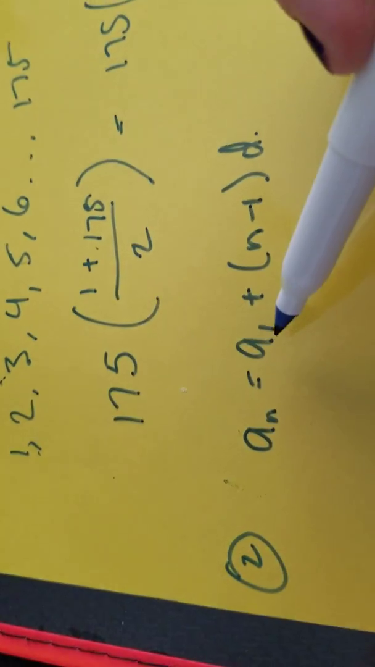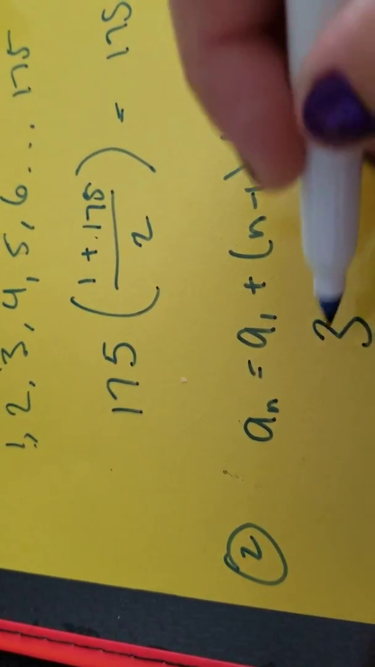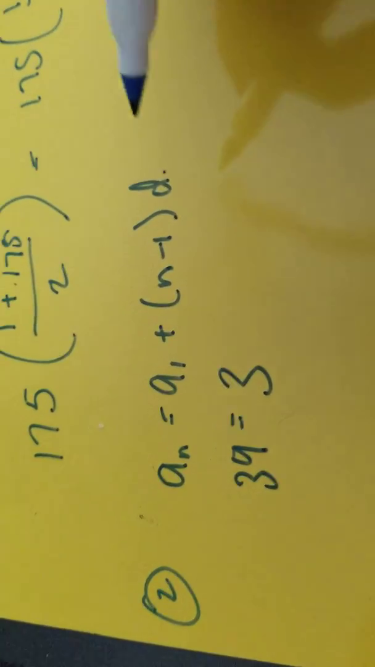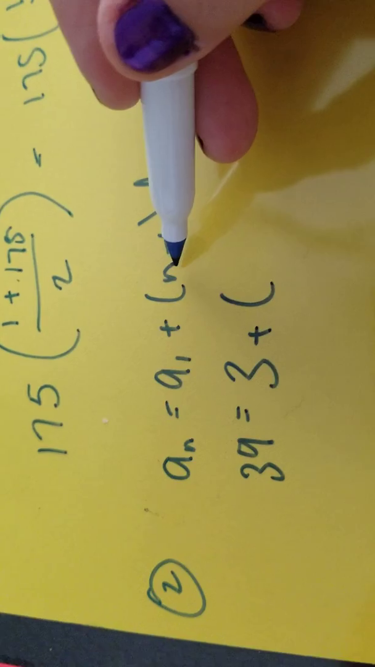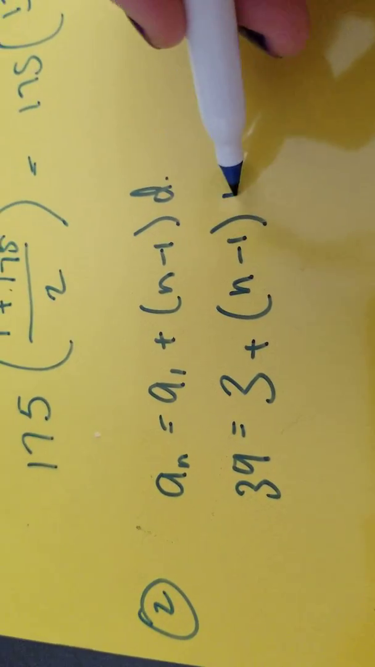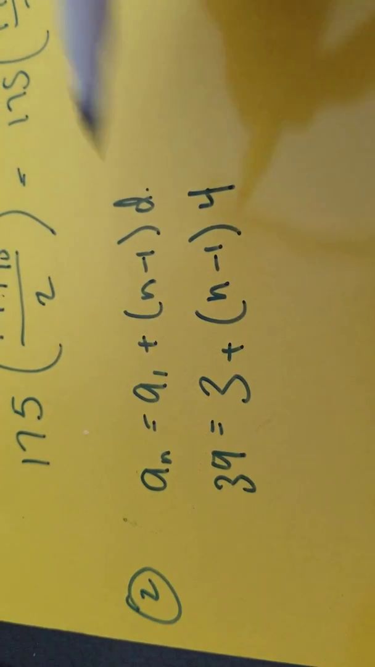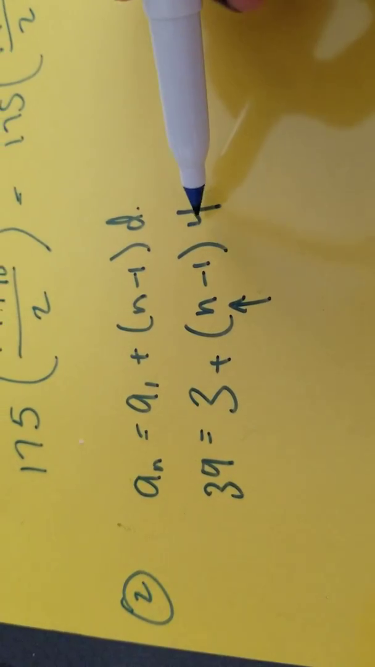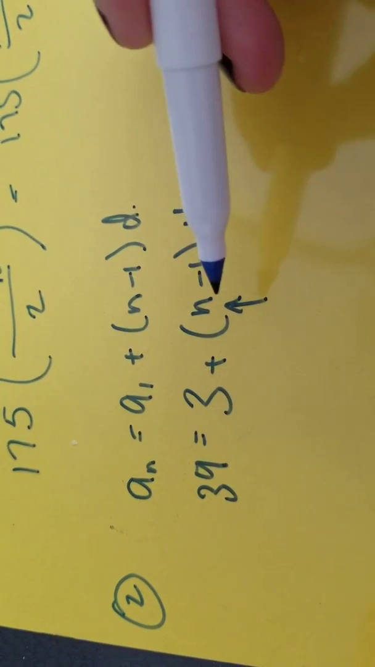Okay, we know what the first term was, which is 3. We know what the nth term was, which is 39. We don't know what n is, that's what we're solving for. And then we know the difference, which was 4. So I'm going to solve for n at that point. Okay, so 4 is being multiplied by all this, so I have to distribute it.